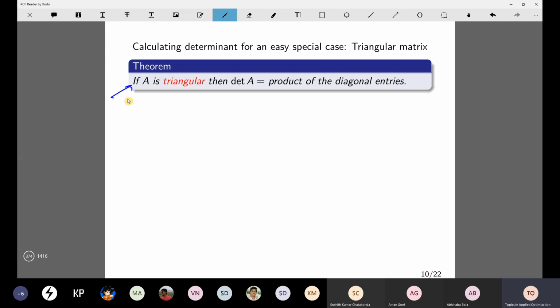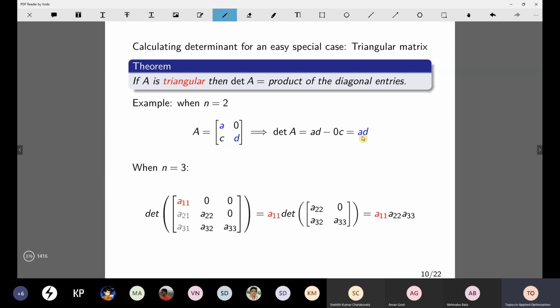This is important: if A is a triangular matrix, then the determinant is nothing but the product of the diagonal entries. If someone asks you to find the determinant of a triangular matrix, remember what a triangular matrix was. This is a lower triangular matrix: everything below the diagonal is kept and everything above the diagonal is made 0. In those cases, the determinant is the product of the diagonal entries, so A times D. Similarly, it extends to 3 by 3 matrices. It holds for both lower and upper triangular, it doesn't matter.